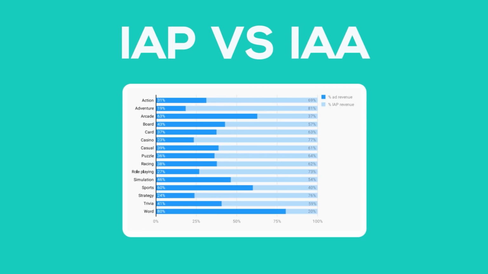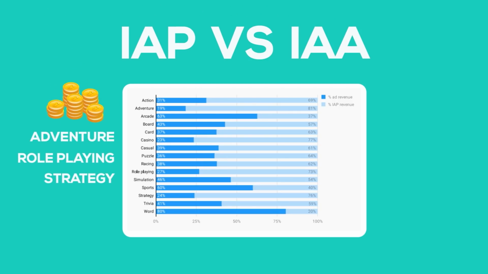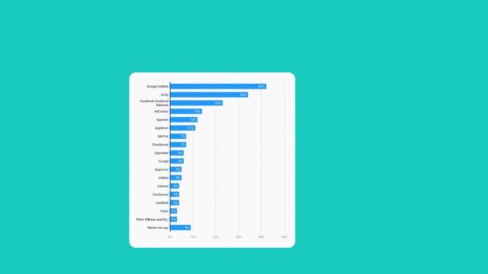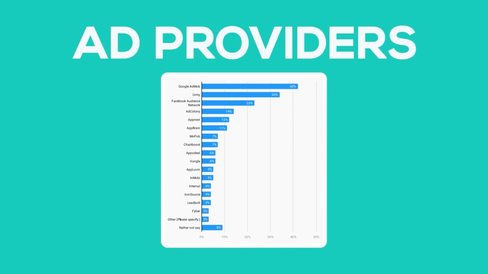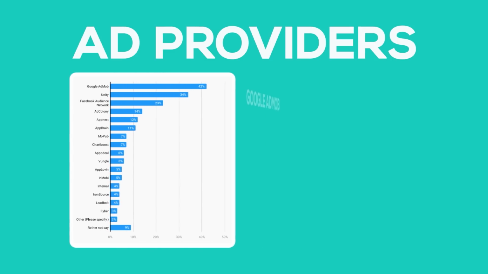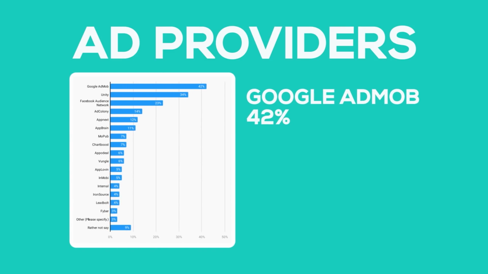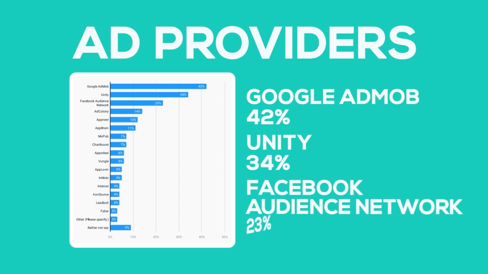For the majority of game categories, in-app purchases bring in a larger percentage of revenue versus ads. Genres like adventure, role-playing, and strategy relied heavily on in-app purchases, while only arcade, word, and sports favored ads instead. And finally, according to the devs surveyed, the most widely used ad provider is Google AdMob at 42%, followed by Unity at 34%, and Facebook Audience Network at 23%.